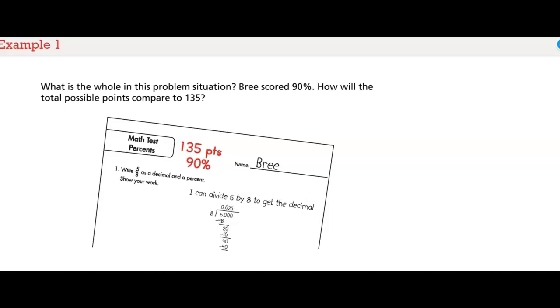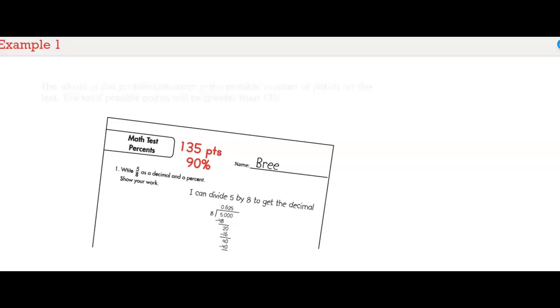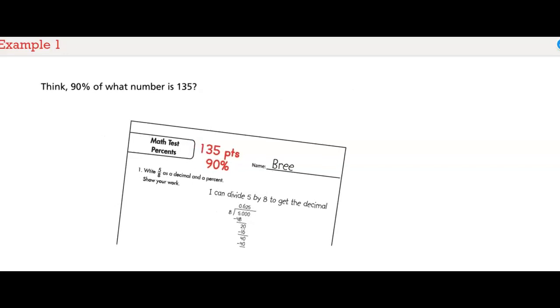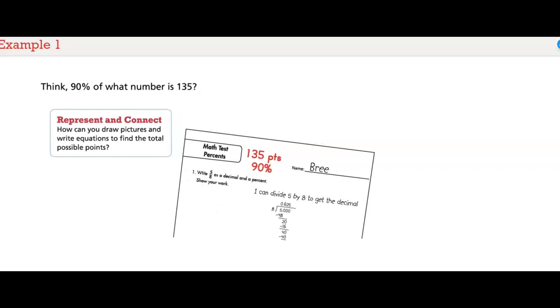What is the whole in this problem situation? Bree scored 90%. How will the total possible points compare to 135? The whole in this problem situation is the possible number of points on the test. The total possible points will be greater than 135. Think: 90% of what number is 135? How can you draw pictures and write equations to find the total possible points?